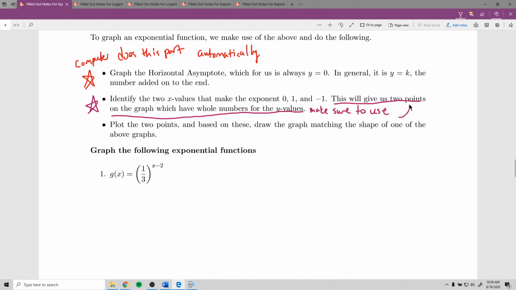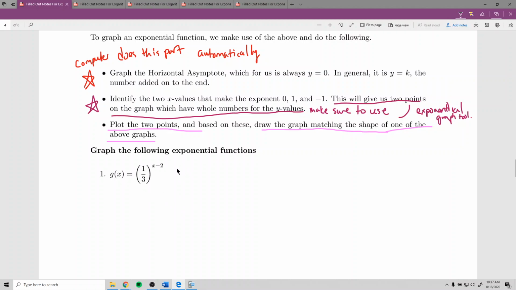Make sure to use the curved exponential graph tool. It looks like this. And then plot those 2 points. And by hand, you'd have to make it look like the one above. The calculator, the computer will fill it in for you.